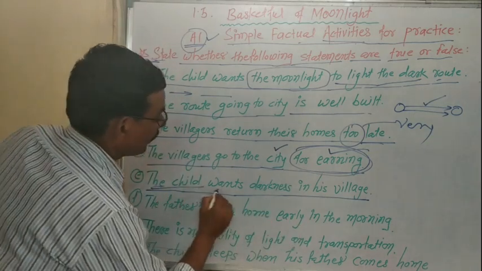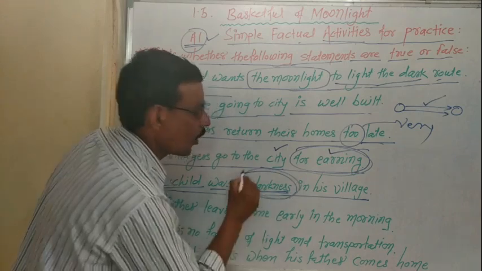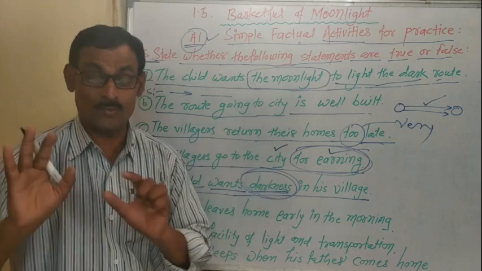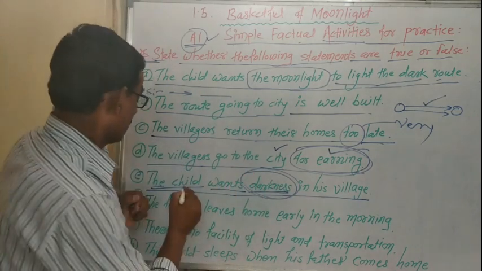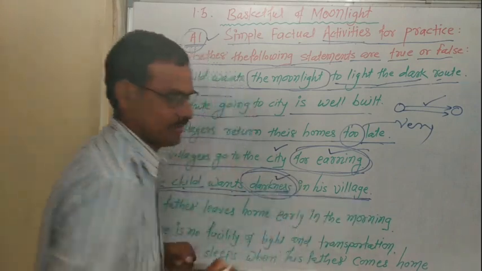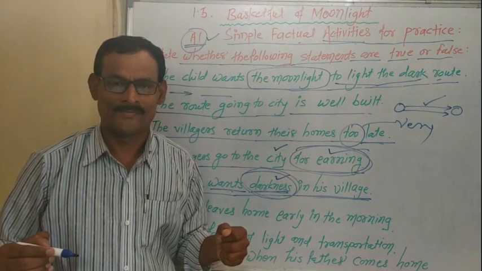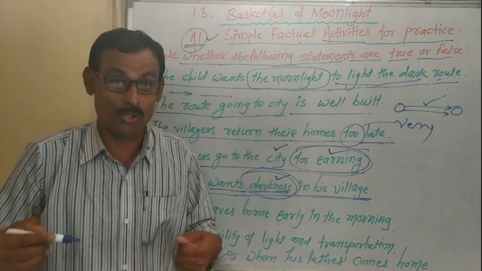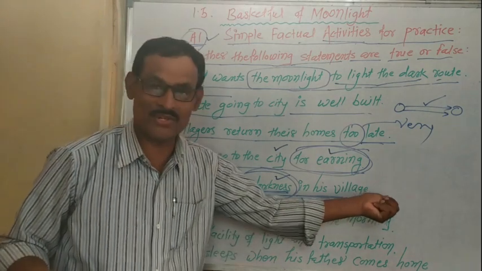The child wants darkness. The child wants total darkness. No light does he want. The child wants darkness in his village. You can guess. You can use your own logic to prove the sentence true or false.